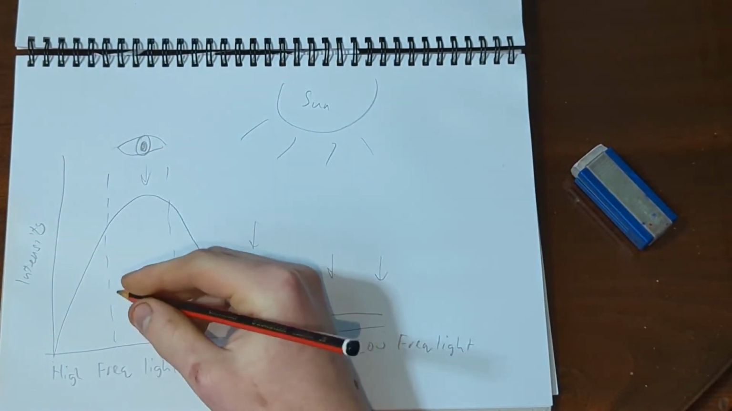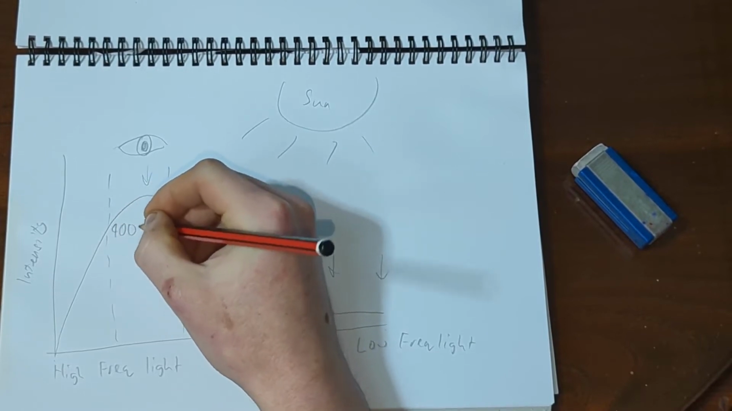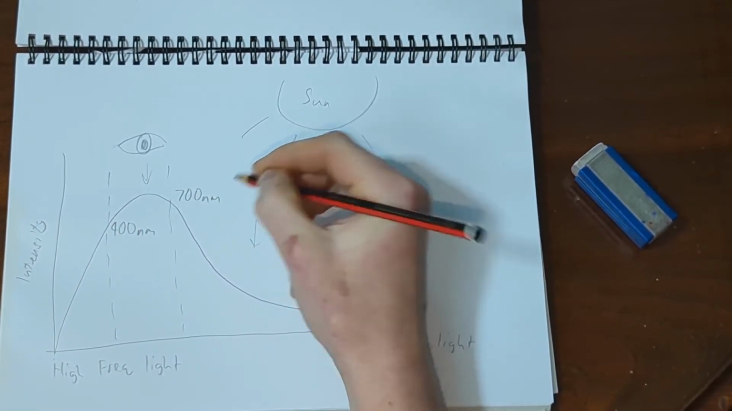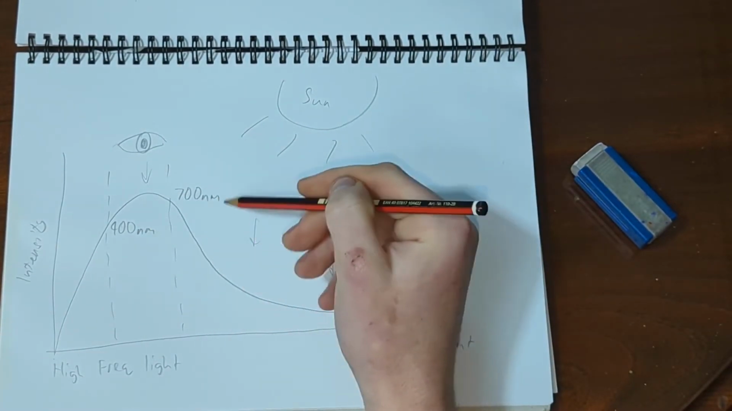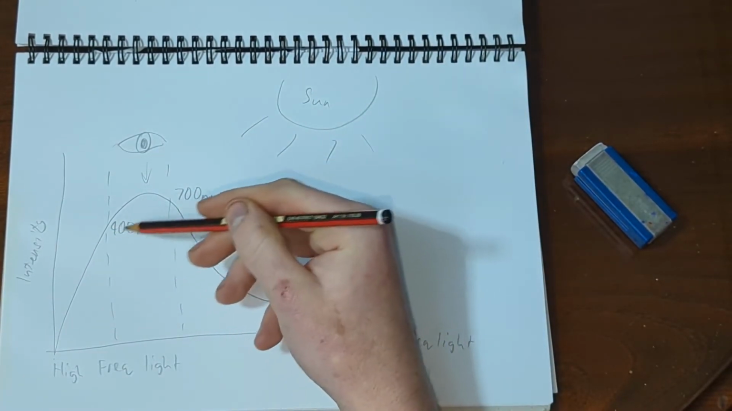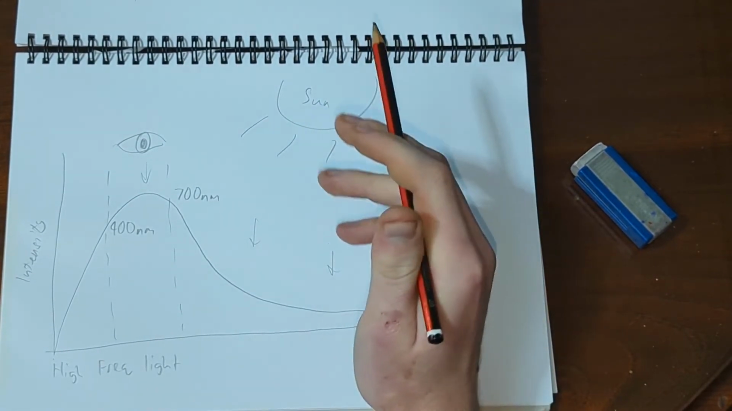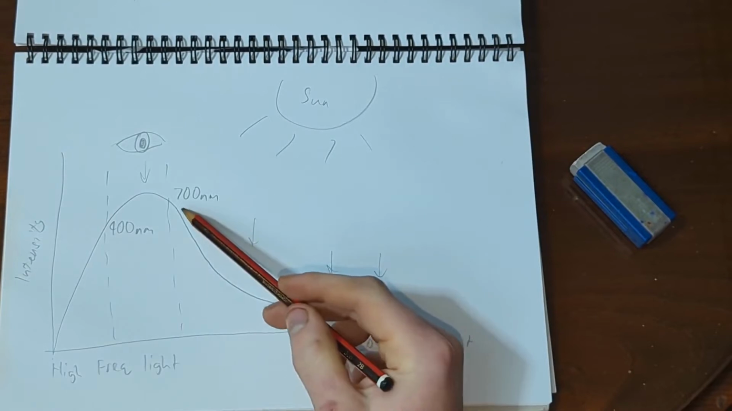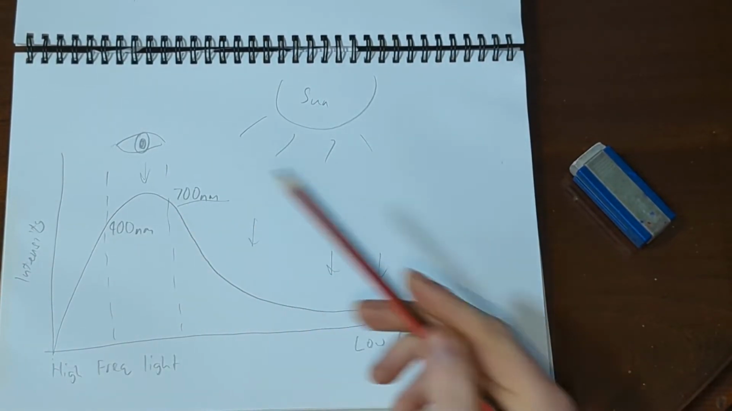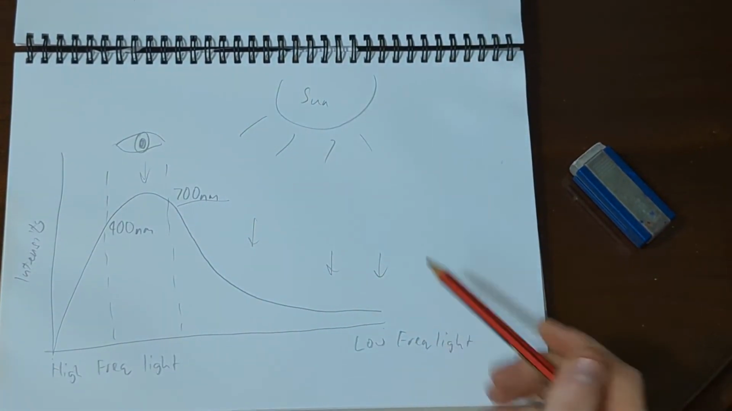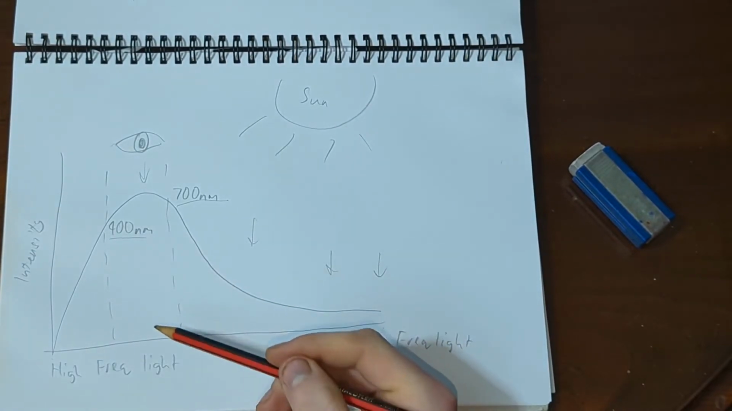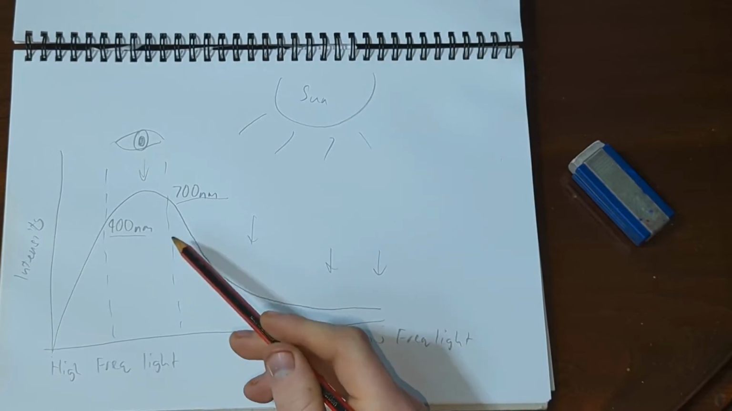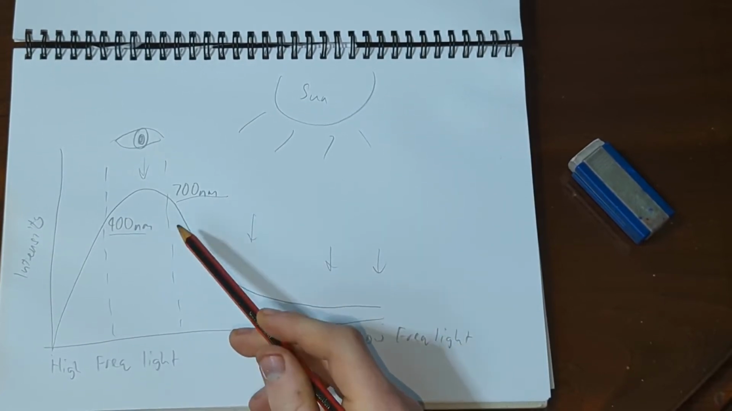So this right here, from 400 nanometers to 700 nanometers, is what humans can actually see. 400 nanometers being kind of the bluest, most violet we can see, and 700 being the reddest. Now you might see that this number here is on the low frequency side, and this number here is on the high frequency side. That's because we often talk about light in terms of wavelength.